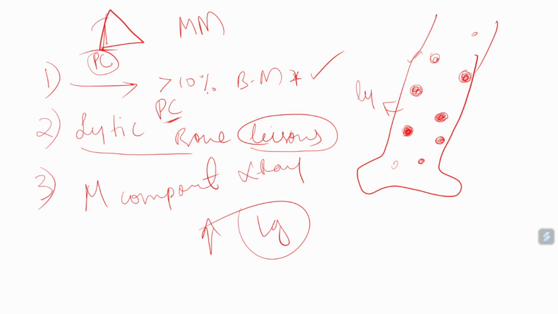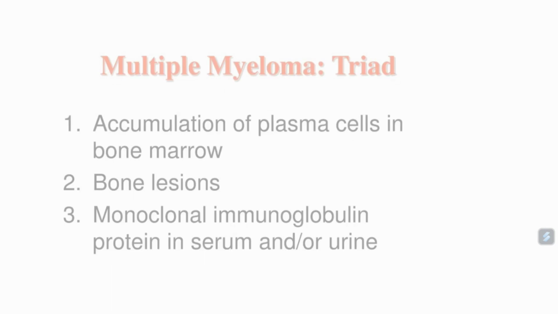First triad, excess amounts of plasma cells are seen in the bone marrow, especially greater than 10% plasma cells. Second, lytic bone lesions are seen in the X-rays. And third, M component is seen. That is, the patient's plasma is increased with immunoglobulins. Immunoglobulin concentration is very high in the plasma. That is the third trait.